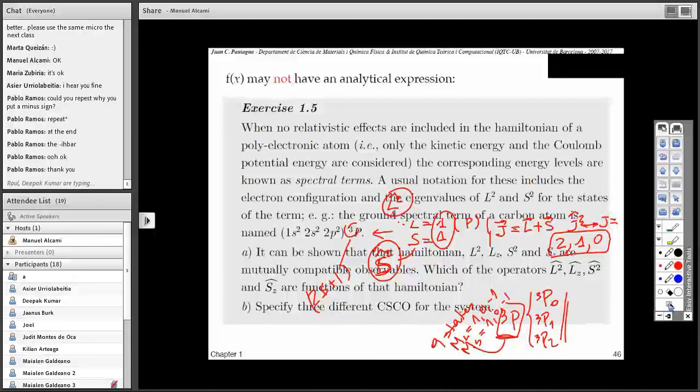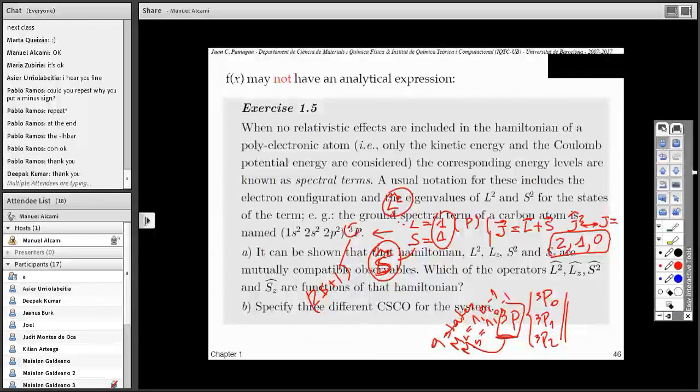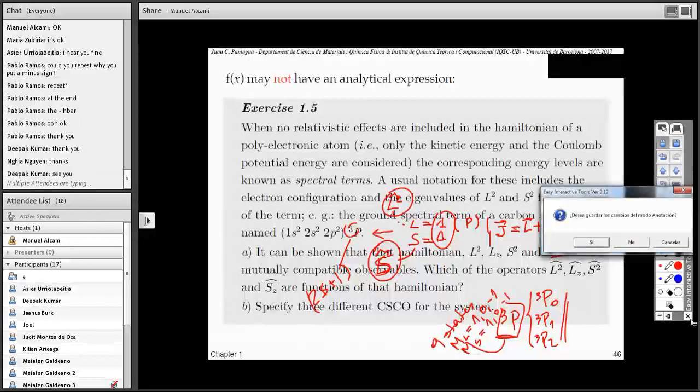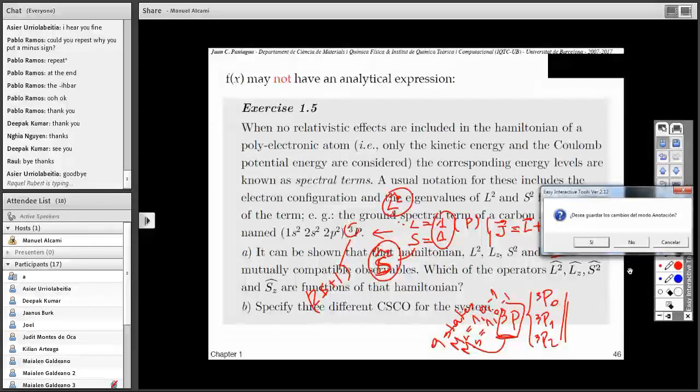Vamos a ver si consigo poner esto. Okay, wait a moment, guardar cambios, no.